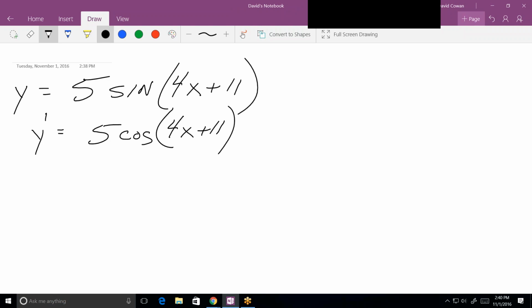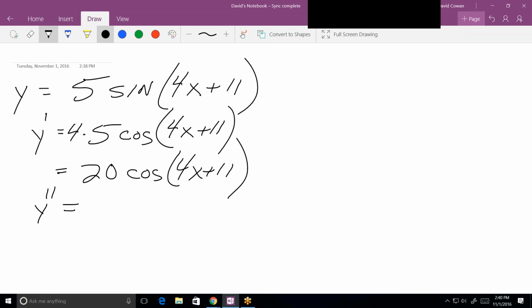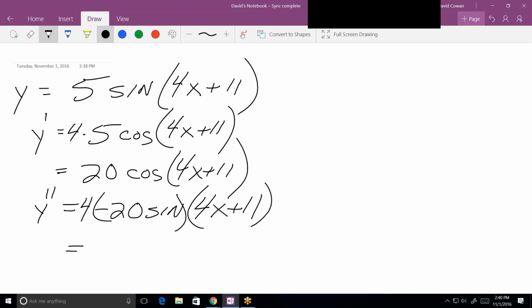Which would be 4. Okay, and I'll put that there. So now that gives us 20 cosine of 4x plus 11. And take the second derivative, which is the first derivative of that. So what's the derivative of the outside? It would be negative 20 sine. Never change the argument, so 4x plus 11. We're going to have to take the derivative of the argument as the derivative of the inside. But do not change that argument when you're taking the derivative of the outside. Oh, I know what I did wrong. I just put the first derivative. Multiply this by 4. Right. So the answer should be minus 80 sine of 4x plus 11. Gotcha. That was a stupid mistake as well. Most of these are stupid mistakes.